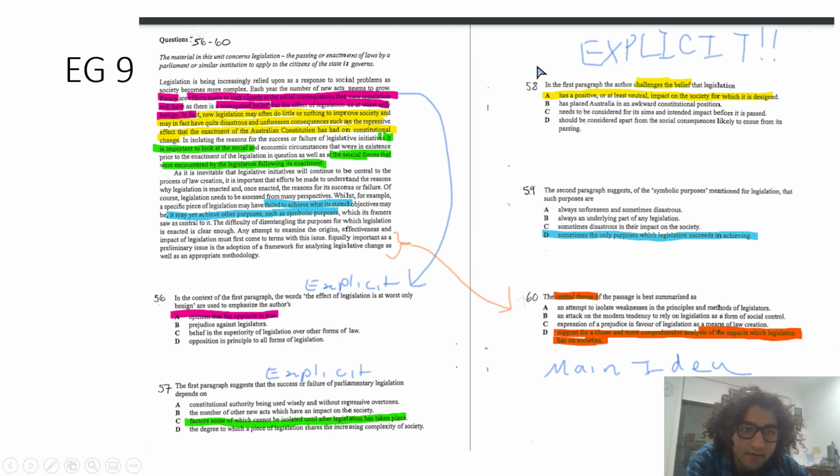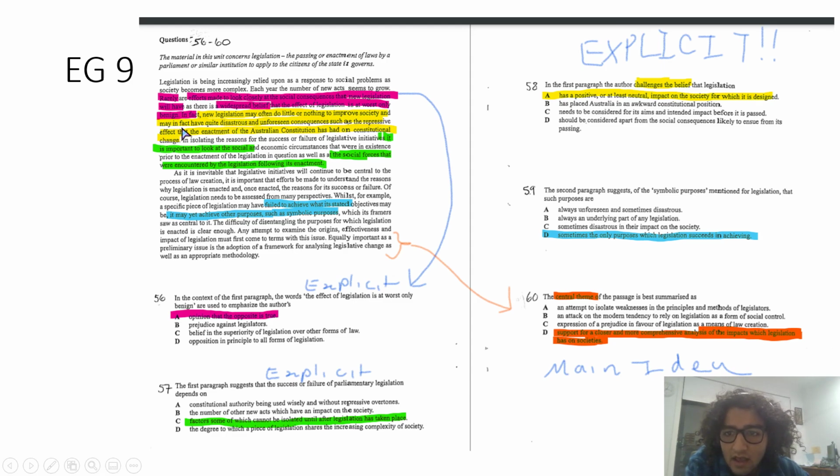Done. 58. In the first paragraph, the author challenges the belief that legislation has a positive or at least neutral impact on the society for which it is designed. Oh, wait, I remember that. At least neutral. That's the effect of legislation at worst only being benign. So this whole sentence up here explicitly says the answer. In fact, new legislation may often do little or nothing to improve society. He's challenging that belief, right?